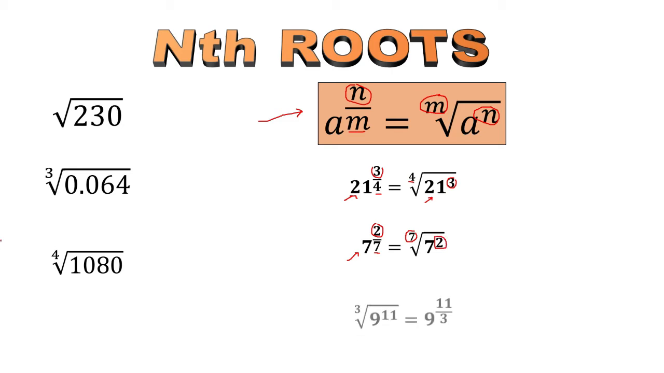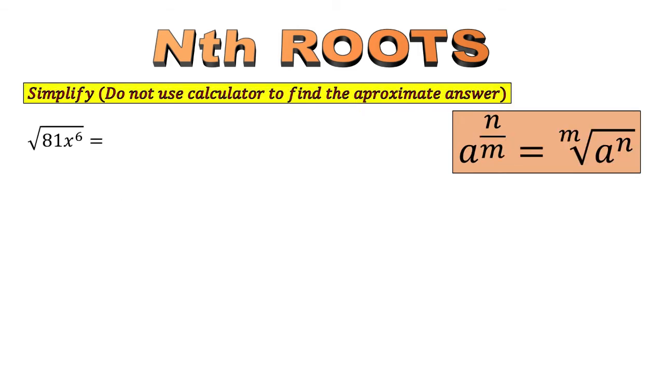Next example. Now it's an inverse. You have the cube root of 9 to the 11. Remember, 9 is the base. 3 is the order of the root, it is the denominator. And 11 is the exponent of 9, it is the numerator. Okay, one example. Remember, you're going to use this expression.